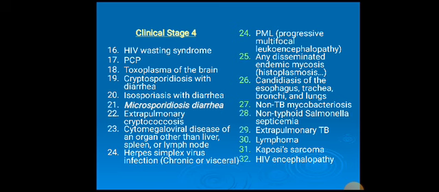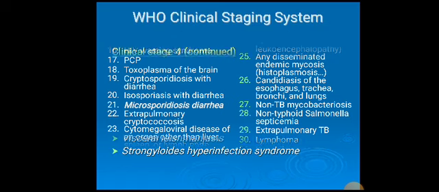This is stage 4: HIV wasting syndrome, toxoplasmosis of the brain, cysticercosis, isosporiasis with diarrhea, aspergillosis, extrapulmonary cryptococcosis, cytomegalovirus encephalitis, herpes simplex infection, progressive multifocal leukoencephalopathy, disseminated endemic mycosis, candidiasis, non-TB mycobacteriosis, extrapulmonary TB, lymphoma, Kaposi sarcoma, and HIV encephalopathy.